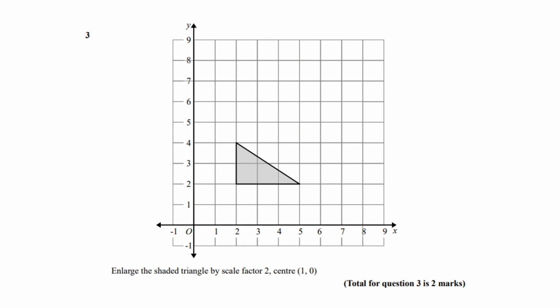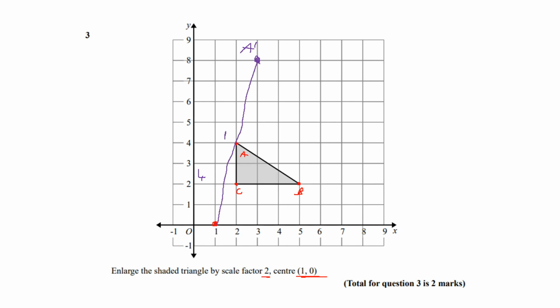What about this example? Enlarge the shaded triangle, scale factor 2, center 1, 0. So let's first and foremost draw 1, 0, which is there. And now let's label this A, B, and C. Now let's draw a line through A and center. And what is it? It's a 4 by 1 line. So let's draw another 4 by 1 line like so. And let's label this one A prime. So now this will be twice as big.